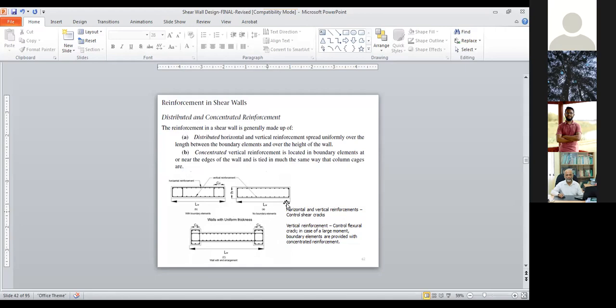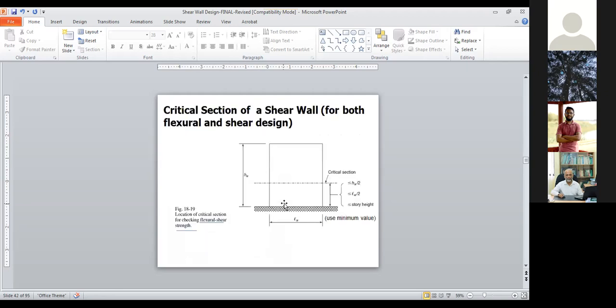So the thing is, you may give uniform reinforcement, you may design the shear wall with the boundary element with flange section, or you can use some reinforcement. You don't change the section, but you give some additional reinforcement in the boundary edges, something like that.